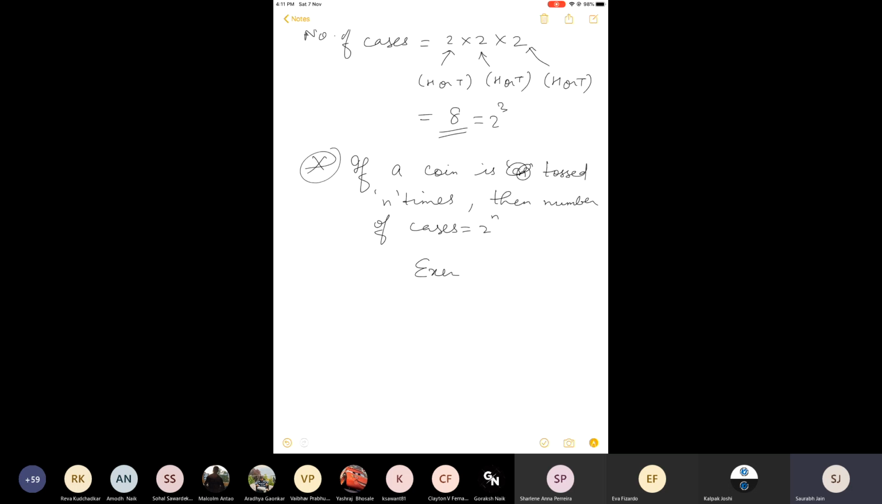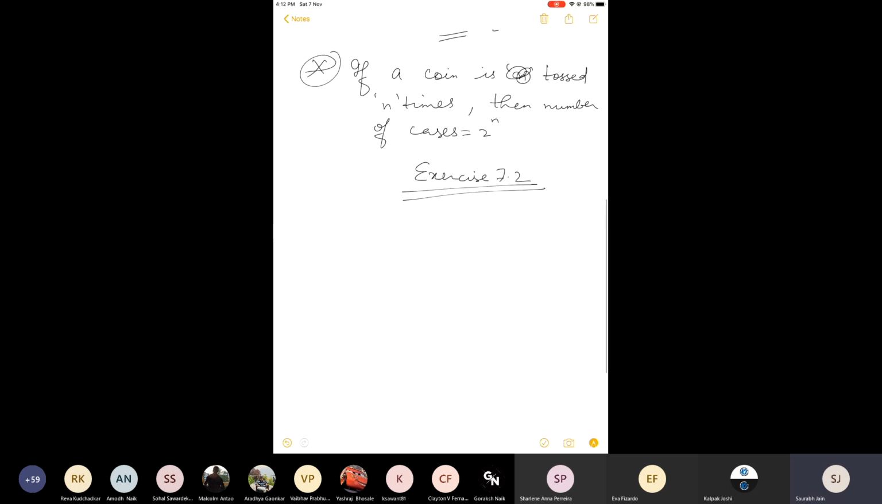Exercise 7.2. In this exercise, which one? Fifth question from the 7.2 exercise, okay? No, sorry, I opened the wrong one. No problem. 7.2 is easy, but still you can ask. It is okay. Nothing from 7.2. Yeah, I think because they are very easy questions.